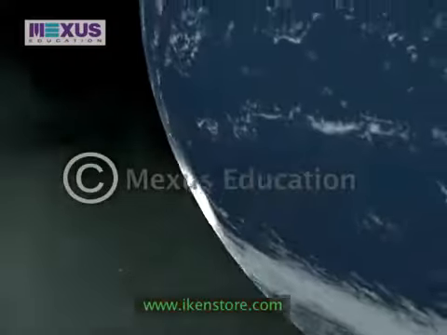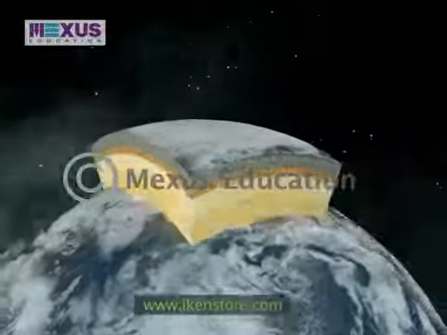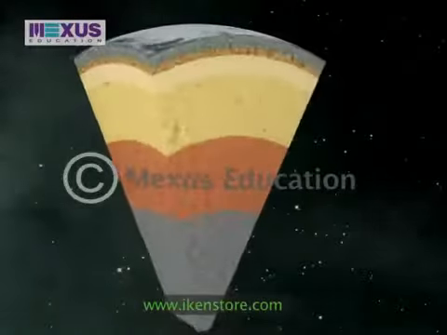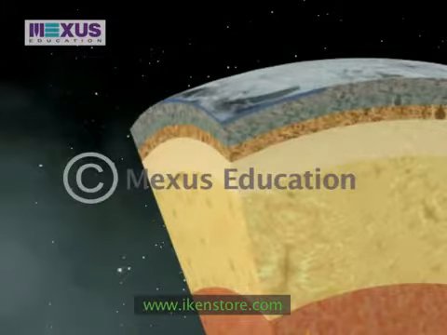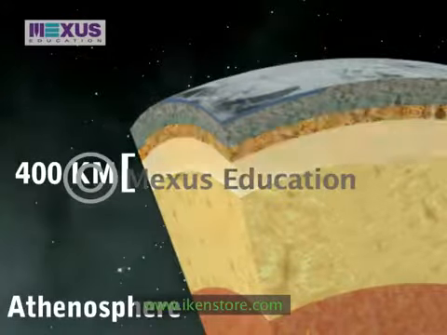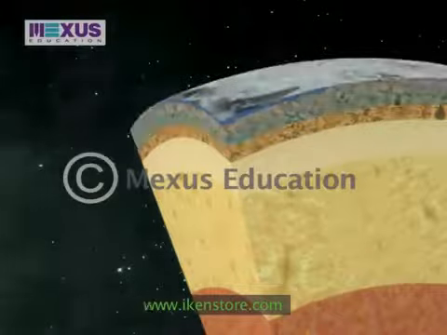In addition to the asthenosphere, there is a layer known as lithosphere. The crust and the uppermost layer of the mantle together form the lithosphere. While the asthenosphere has a depth of 400 kilometers, the lithosphere extends from 10 to 200 kilometers.